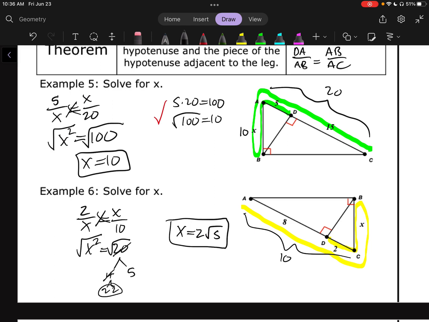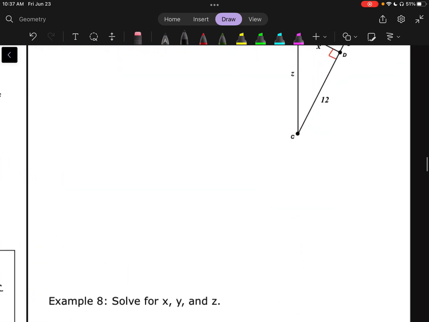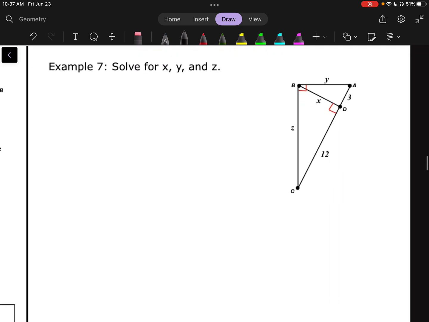Okay, we're cruising right along. So now let's try to stick all this stuff together. So this one says solve for x, y, and z. We've got the similar right triangles. We've got a lot of variables flying around. Let's start with x, because x is on the altitude, so we can do the altitude theorem. Remember, the altitude theorem's highlighting pattern looked like this. We did 12 over x equals x over 3.